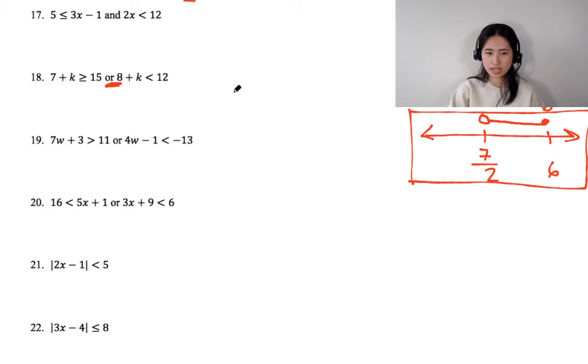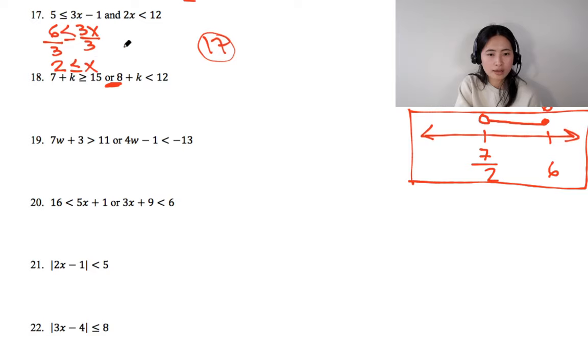Okay, so for number 17, I'll just continue solving like this. So we have 5 less than or equal to 3x minus 1. So we can just say this is 5 plus 1, which is 6, and then you have 6 less than or equal to 3x, right? Dividing both sides by 3, you're going to get 2, so that means you have x greater than or equal to 2, right?